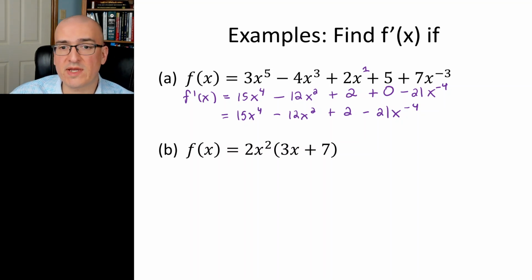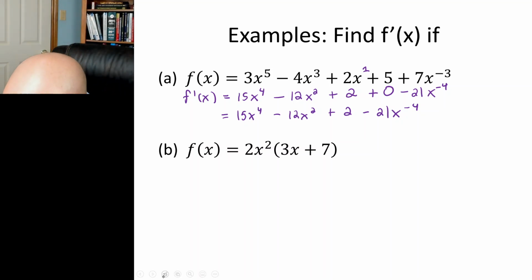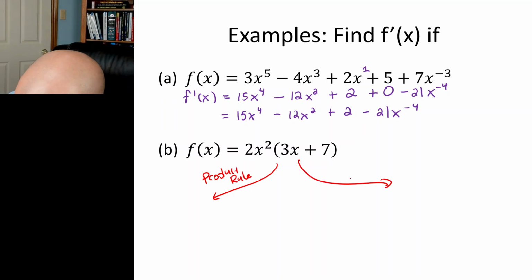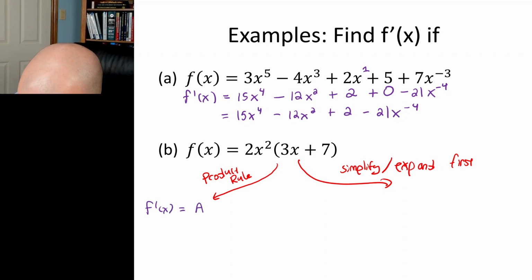Okay, next one, part B, has two ways you can do it. Method 1 is to use a product rule. Method 2 is to simplify. Expand first, and then you get rid of the product rule. If we do it with a product rule, f prime of x is the first function a times the derivative of the second, plus the second function b times the derivative of the first.